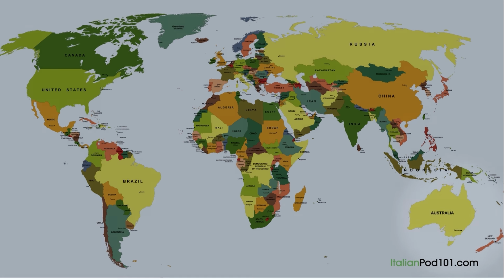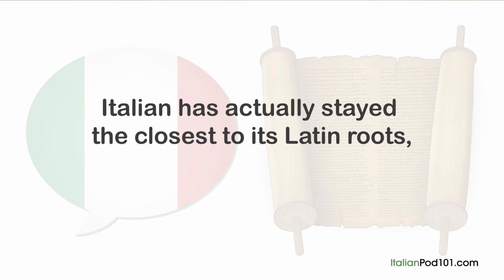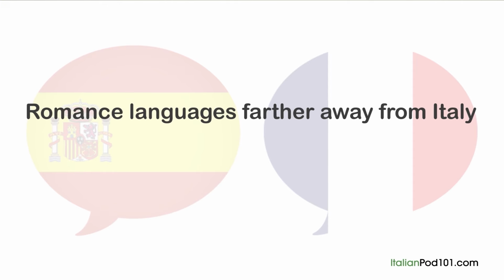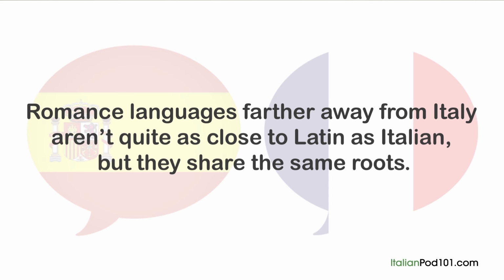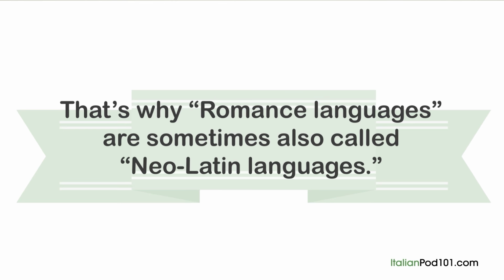Italian has actually stayed the closest to its Latin roots, especially in terms of vocabulary. Romance languages farther away from Italy aren't quite as close to Latin as Italian, but they share the same roots. That's why Romance languages are sometimes also called Neo-Latin languages.